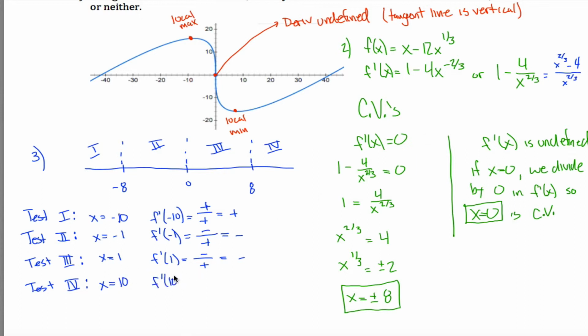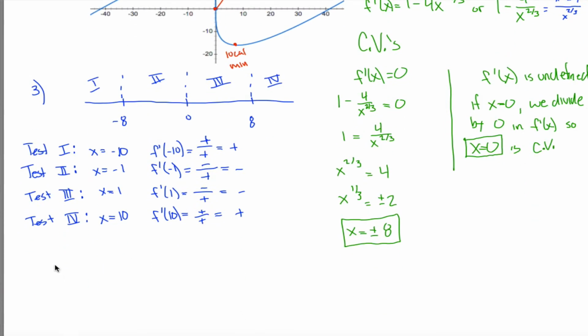F prime of 10. Up top here, I got a number. 10 to the 2/3 power is bigger than 4 for the same analysis that I did above. So that's positive, and then down in the denominator, I get a positive. So I get a positive. And so what this tells me is that at negative 8, my derivative switches from being positive to negative. So it used to be going up, now it's going down. So x equals negative 8 is a local max.